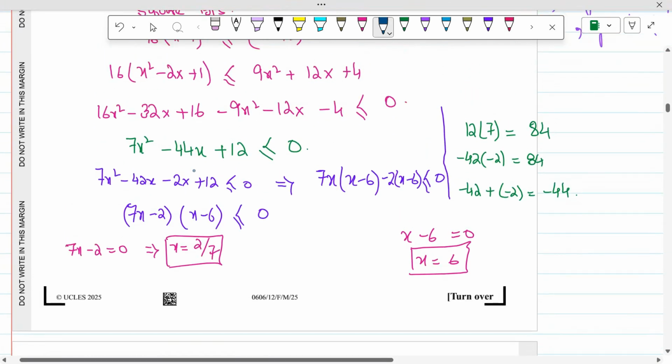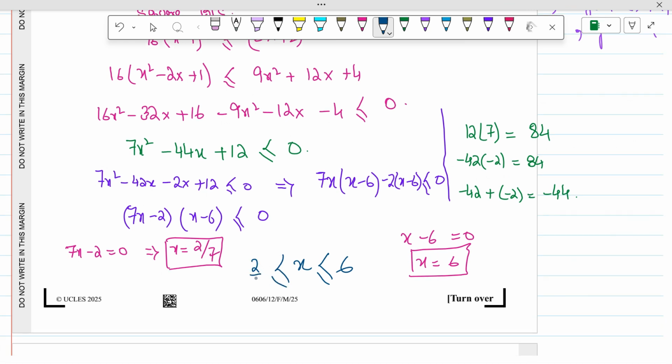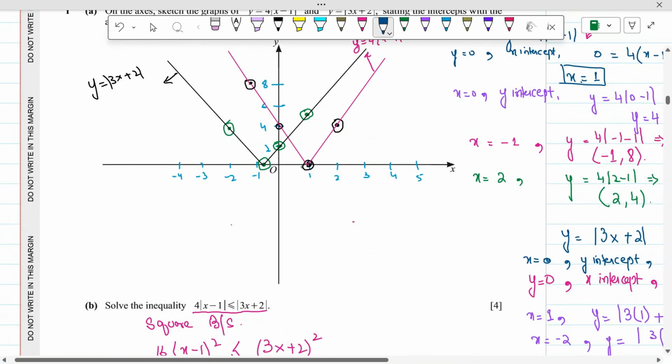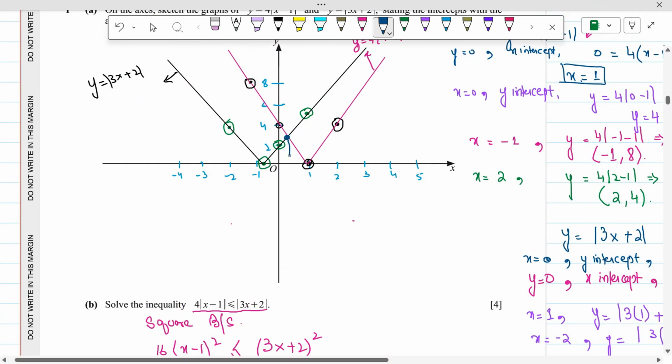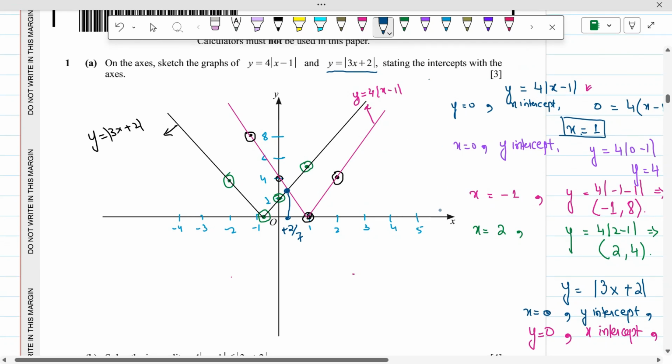So we can say that x is less than or equal to 6 and greater than or equal to 2 over 7. So you can see that this point is positive 2 over 7, and at this point these two lines intersect. So this one is 6.